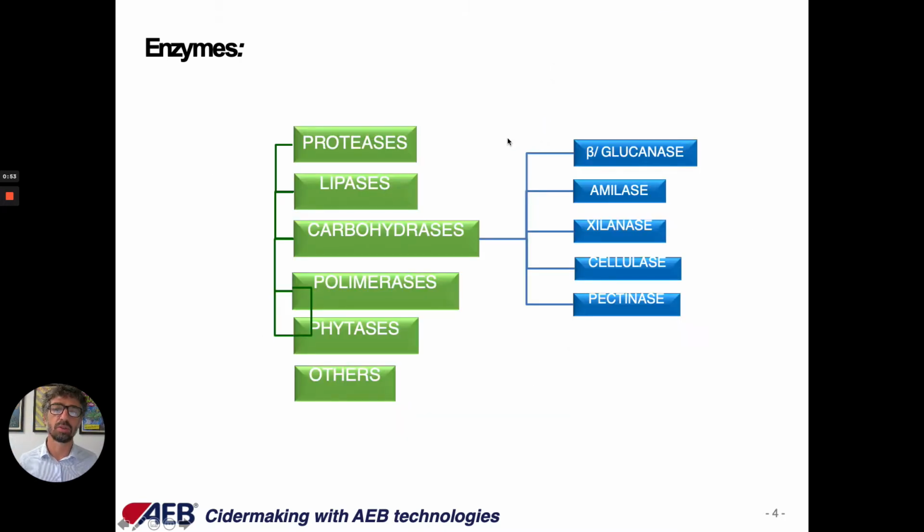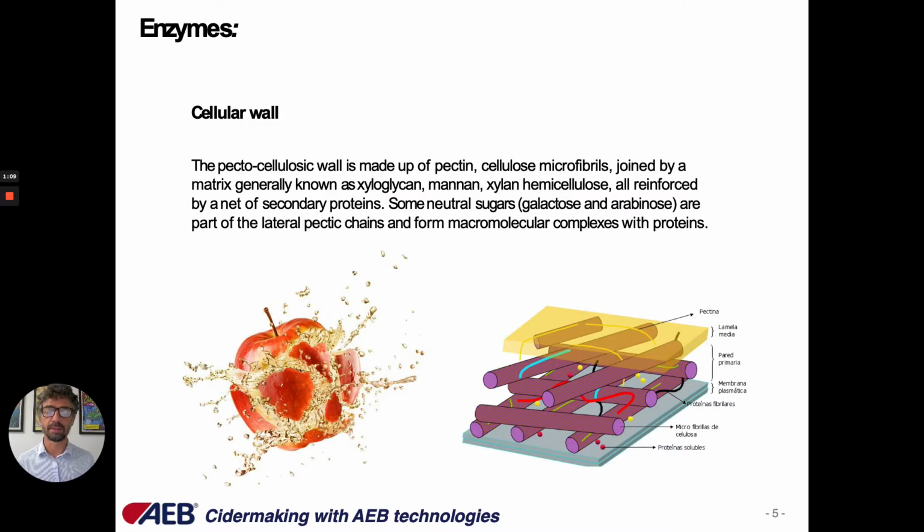In the food industry, there are proteases being used, lipases, carbohydrases is what we're looking to use for cider making. We have beta-glucanase, amylase, xylanase, cellulase, and pectinase that fall in this category of carbohydrases. Why do you want to use enzymes? To extract juice out of the cells.